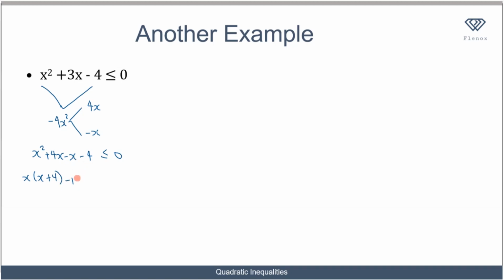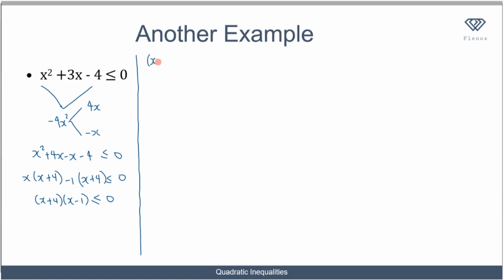And x minus 1 is common to these two, and I have what? x plus 4 also. So this becomes x plus 4 and x minus 1 is less than or equals to 0. So how do we think about this? Now the way to think about this is quite different from before, but it still follows the same logical reasoning.